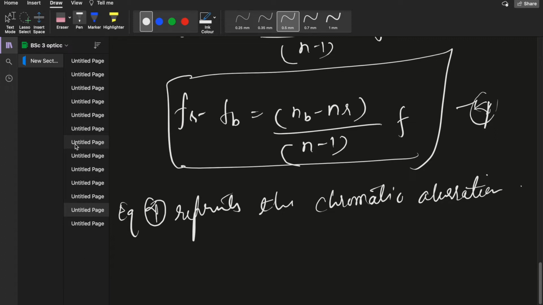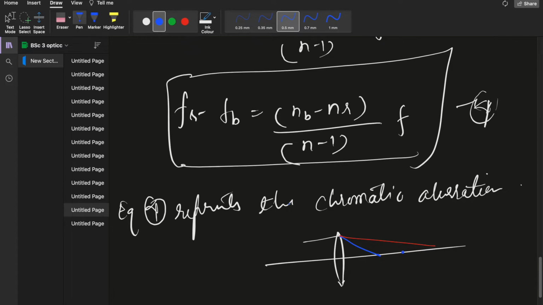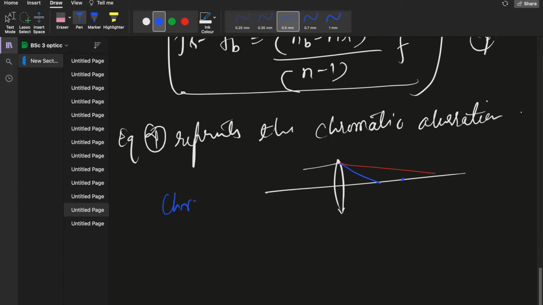Now our next target is how to remove this chromatic aberration. To remove this, we use two different types of lens just to make the same focus. As we know, till now a white light splits into different colors with different focal points. This is for blue, this is for red. So we want this to be at the midpoint.